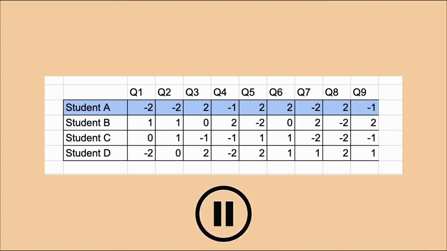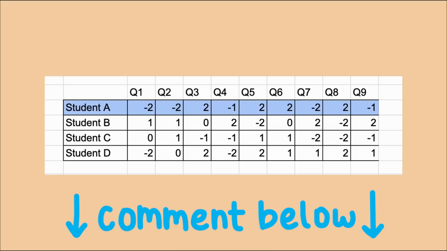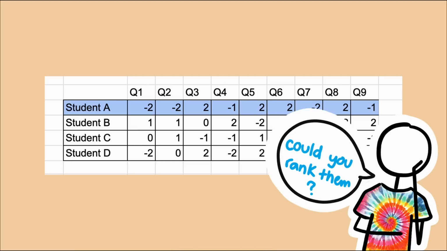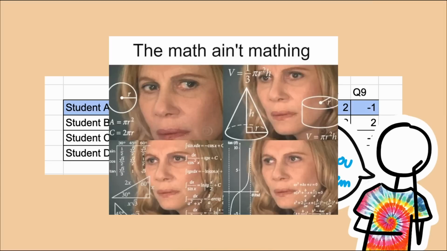Pause the video here and think about those for a few minutes, and go ahead and drop your thoughts in the comments below. Did you come up with a ranking? Let me guess what you did. You compared A's answers to other students' responses for the same questions, tracking who had similar or different answers. What you didn't do was compare A's response to one question with B's response to a completely different question, because without more context or data, that just doesn't make sense.